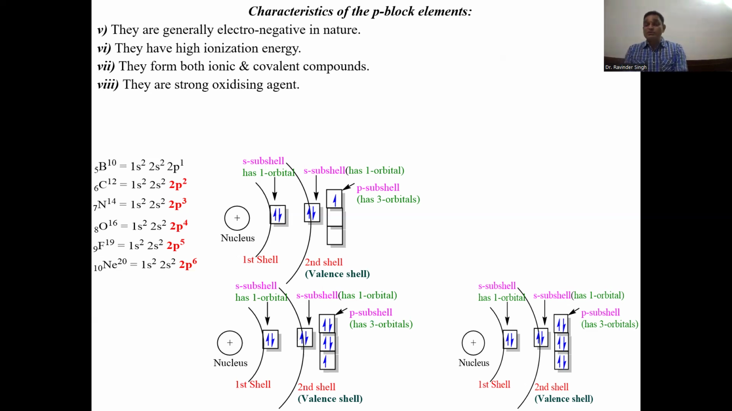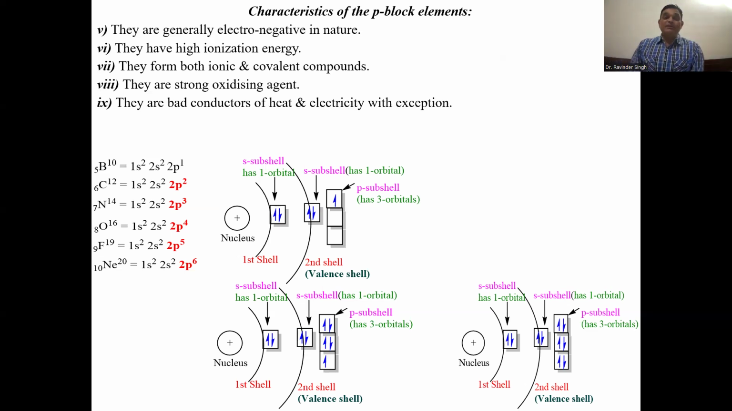Oxidizing agents are those substances which have the tendency to gain electrons and get stabilized in aqueous solution. That is the complete definition of an oxidizing agent. Never write the incomplete definition. If that definition is asked in your examination, you can't write just that the elements which have the tendency to gain electrons. No, write the complete definition: the elements which have the tendency to gain electrons and get stabilized in aqueous solution are called oxidizing agents. Write like that.